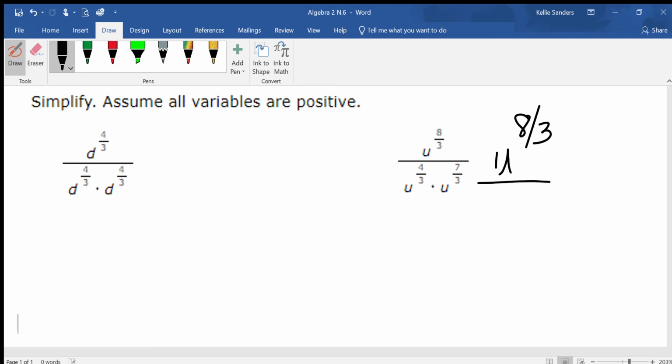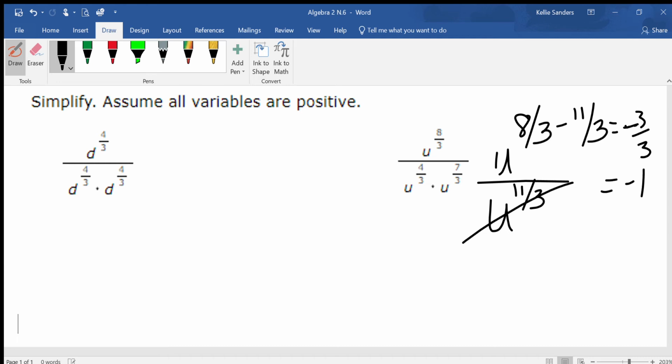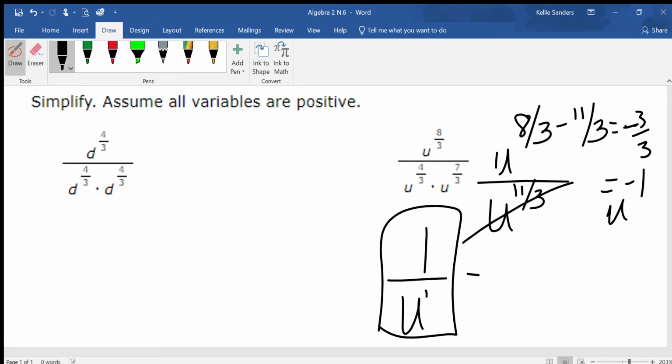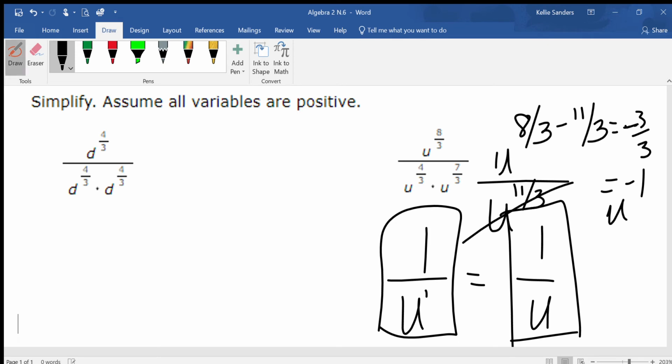8 over 3 is going to stay on top. 4 plus 7 is 11 over 3. So then I take the 11 over 3 and I subtract it from the top. 8 over 3 minus 11 over 3 is negative 3 over 3, which is negative 1. So that would be u to the negative 1. Can't have an exponent of negative, so we're going to take it down to the bottom. You can either put a 1 there, or you don't have to put the 1 with the u.